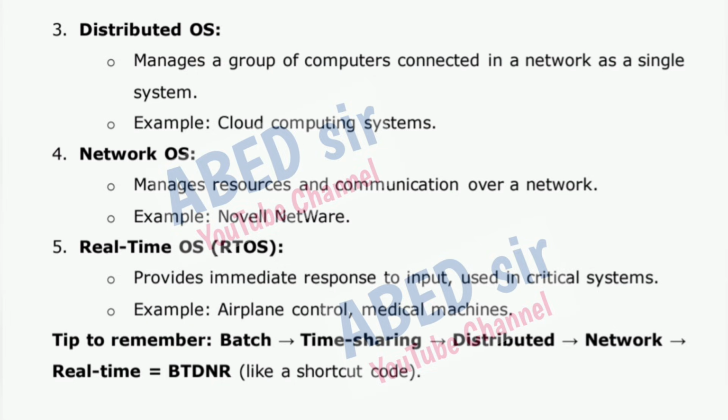4. Network OS. Manages resources and communication over a network. Example, Novell NetWare. 5. Real-time OS, RTOS. Provides immediate response to input, used in critical systems. Example, airplane control, medical machines. Tip to remember: batch, time-sharing, distributed, network, real-time is equal to BTDNR, like a shortcut code.